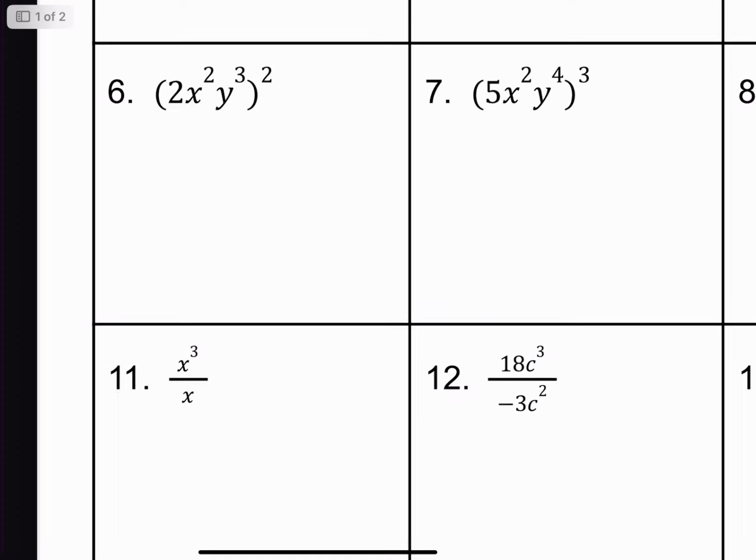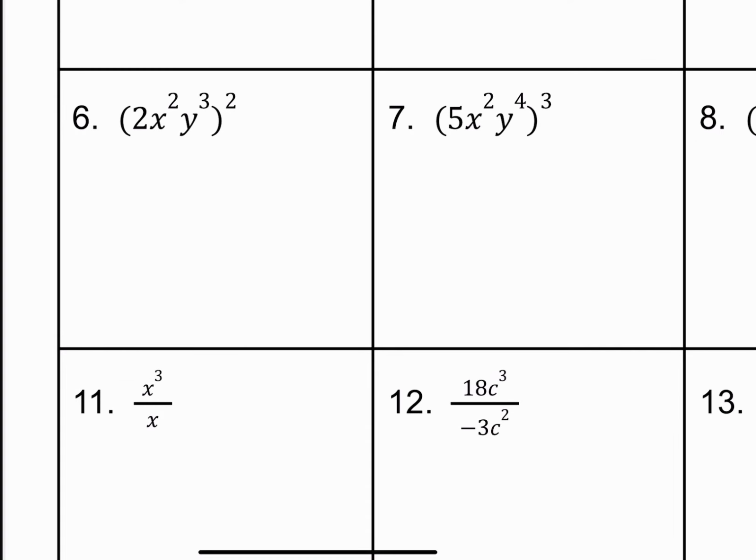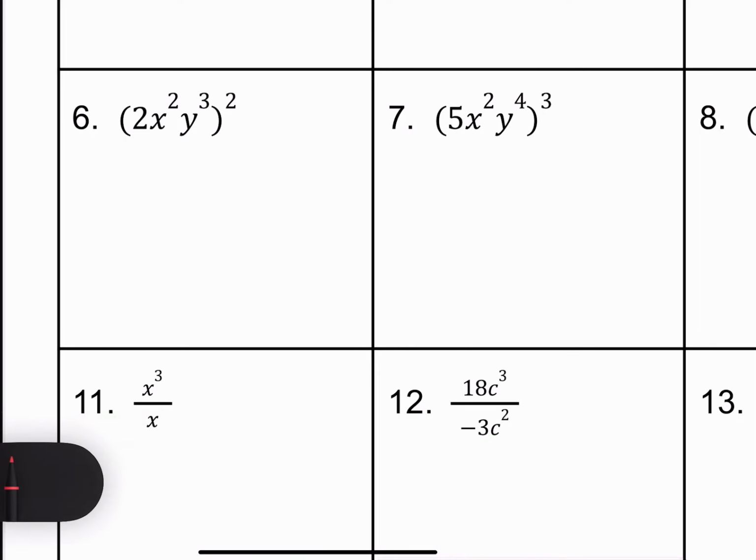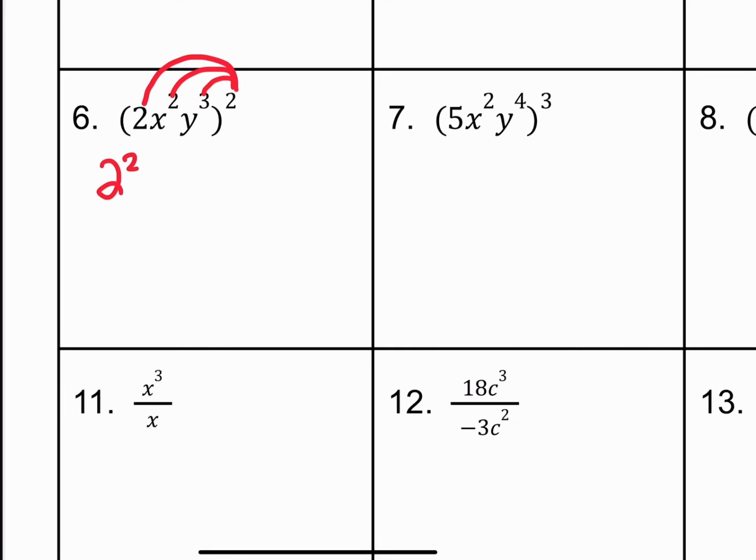Now let's talk about the other multiplication properties we learned where we have an exponent on the outside. For number 6, we know that we're going to have to distribute that squared into every single thing inside the parentheses. That would be 2 squared. X squared times 2 would be 4. 3 times 2 is 6. And now if you simplify this out, this becomes 4, x to the 4th, y to the 6th.